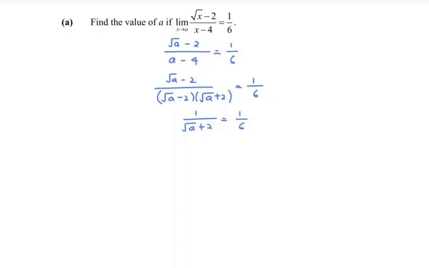So from here we can cross multiply, then we will have 6 equals the square root of A plus 2. So square root of A is equal to 4, then we have to square both sides, so A will be equal to 16.